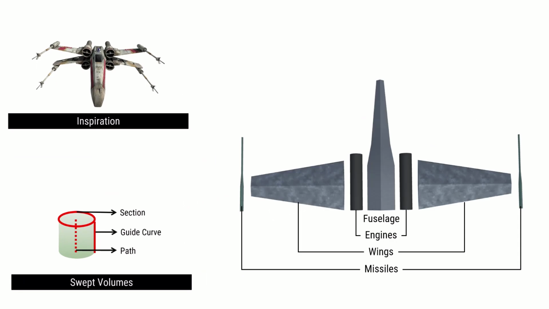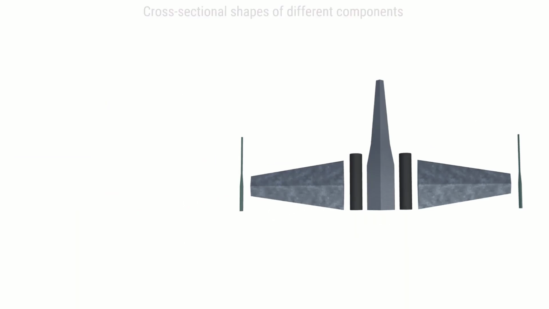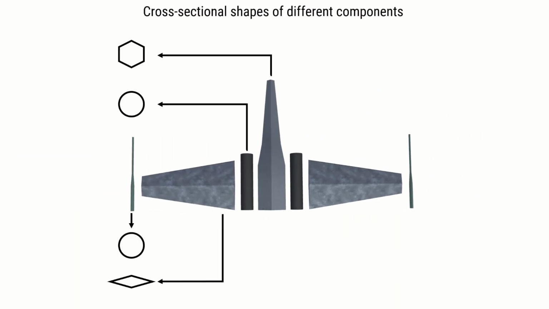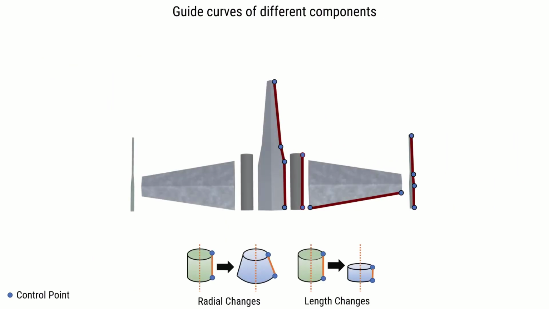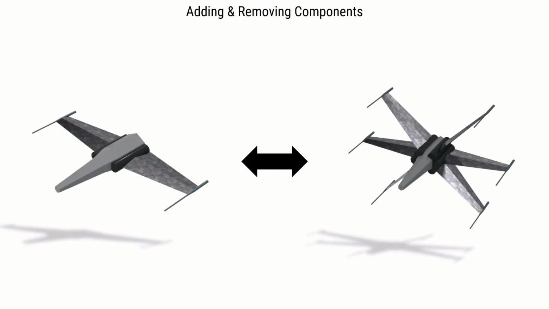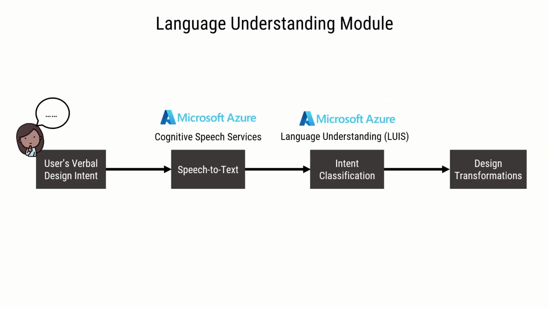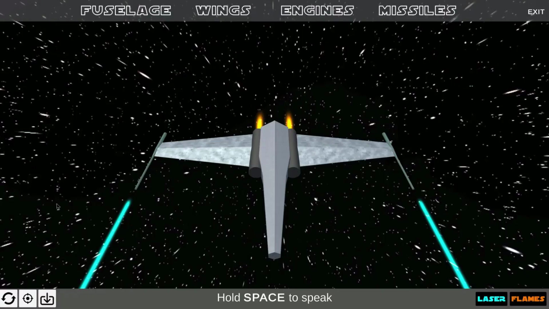multi-component spaceship template that can be modified by changing the cross-sectional shapes of the components, changing their dimensions, or by adding and removing new components in a constrained manner. For our language understanding module, we trained custom models on Microsoft Azure's cloud-based services to extract important information from verbal inputs. Tying all of these modules together is our user interface. Here is a short snippet of our system in action.